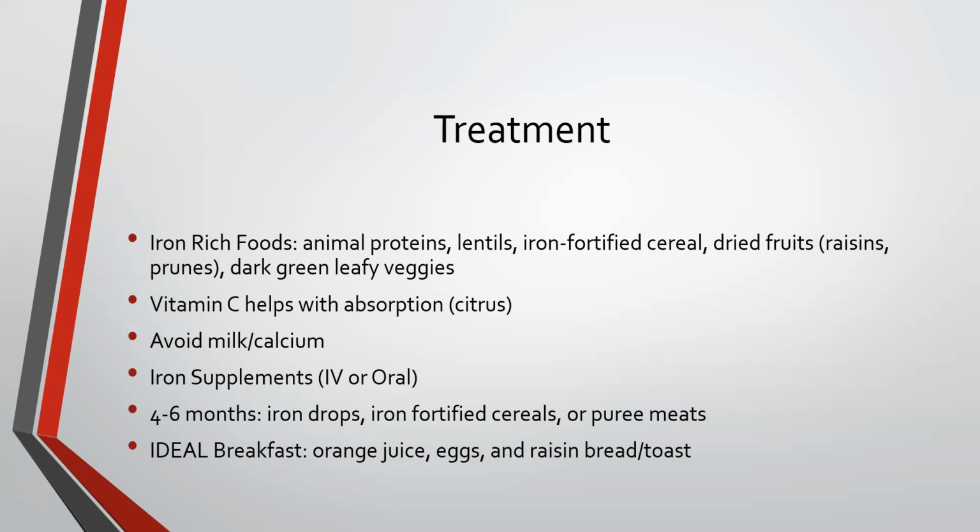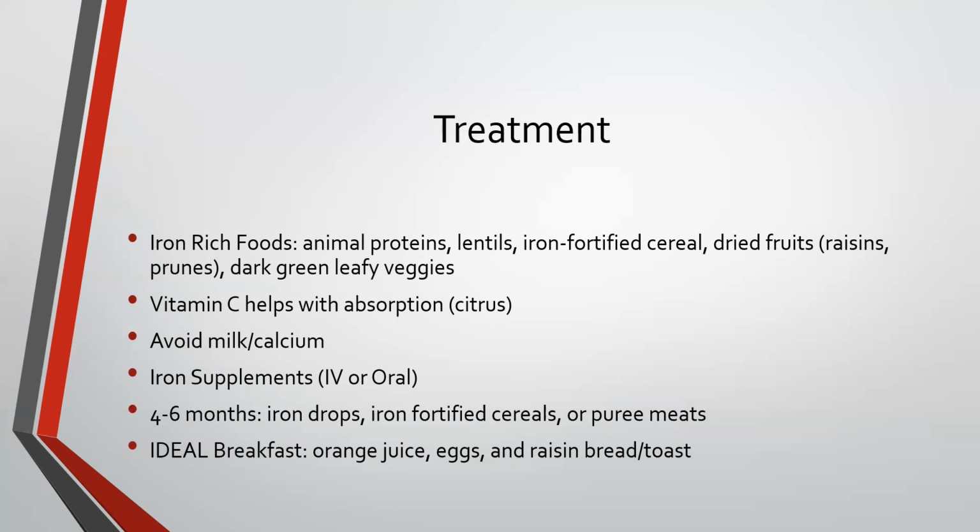So a couple of ways you can get iron supplementation is either going to be through an oral pill, or you can be given an IV infusion of iron, one or the other. Again, here's that 4 to 6 month age range where we're going to put them on iron drops, iron-fortified cereals, and pureed meats.